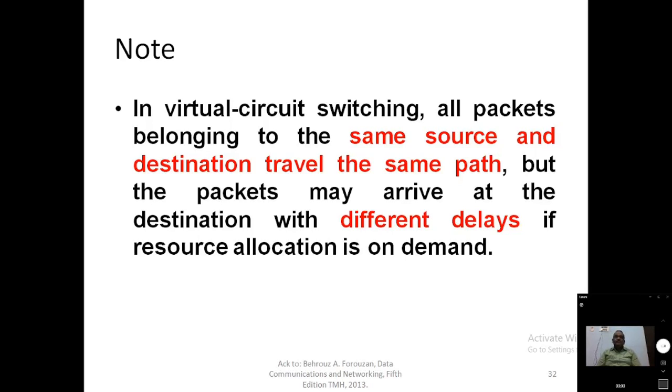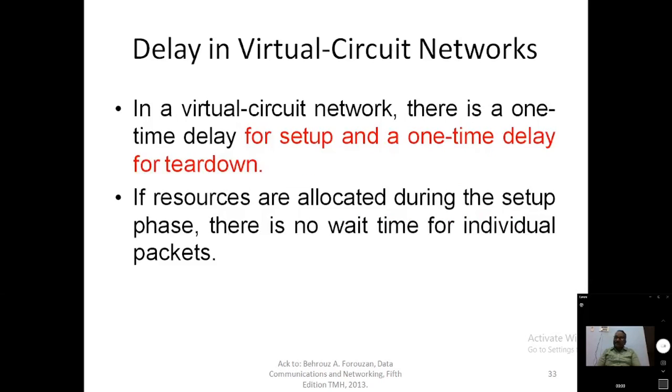And one point to be noted regarding virtual circuit switching: all the packets belonging to the same source and destination travel the same path. It does not follow different paths, as in a datagram network. Here all the packets have to follow the same path to reach the destination, but the packets may arrive at the destination with different delays, if you use resource allocation on an on-demand basis.